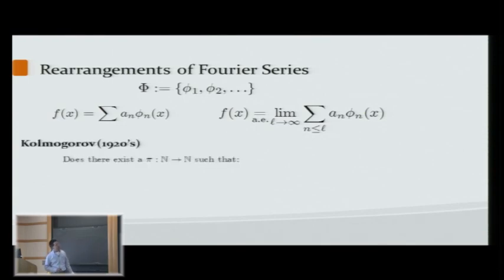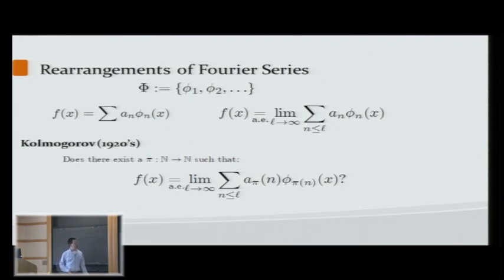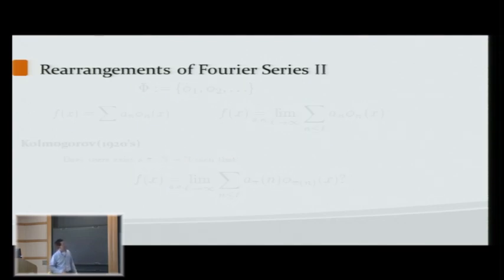So in the 1920s, Kolmogorov asked, well, if I just give you an arbitrary orthonormal system, I know that this may not hold for all functions in the system, but perhaps I can reorder the system so that for every function in the system, I have almost everywhere convergence. So this is a question of Kolmogorov, and it's been open since the 1920s. But you'll see that this falls into the same framework, which is the theme of this talk.